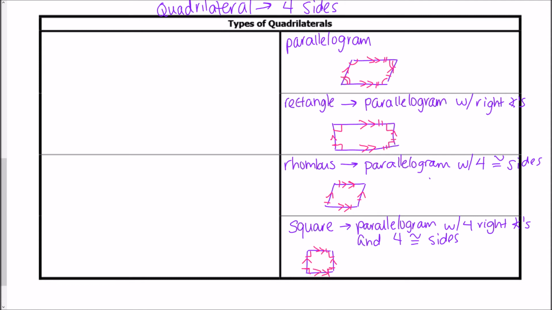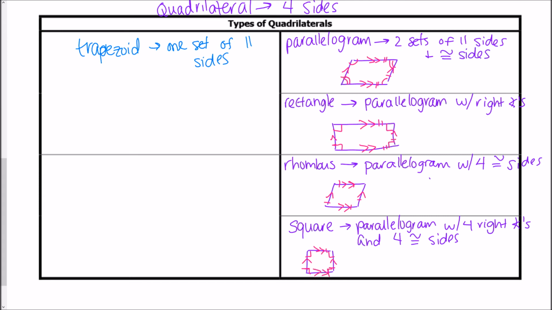Okay? All right. Now, on the other side right here, if you notice, all of these are examples of parallelograms. So that's why I have it on this side. On this side over here, the first type of quadrilateral I want to talk about is a trapezoid. Now, a trapezoid has one set of parallel sides, while a parallelogram has 2 sets of parallel sides and congruent sides.